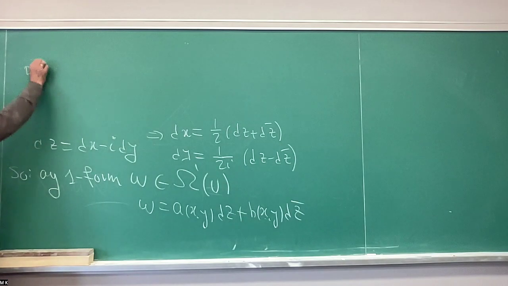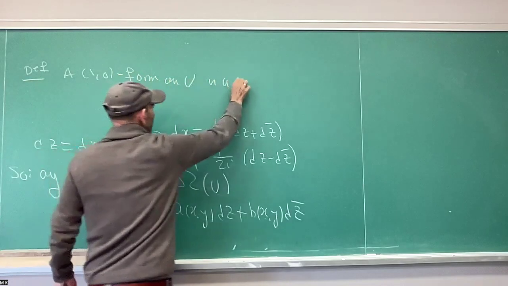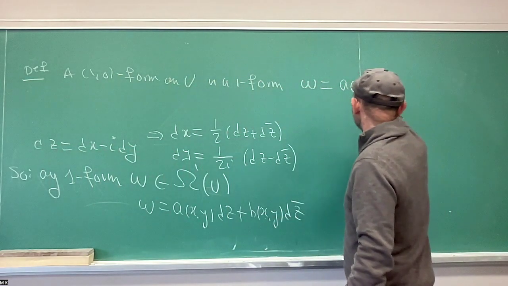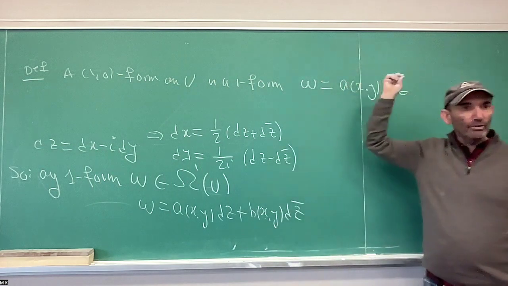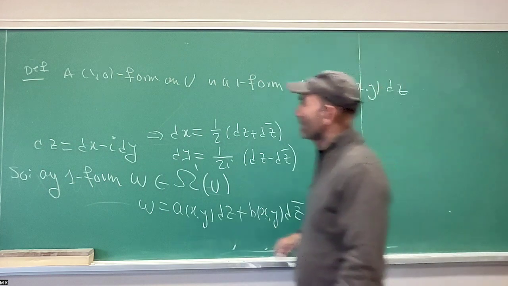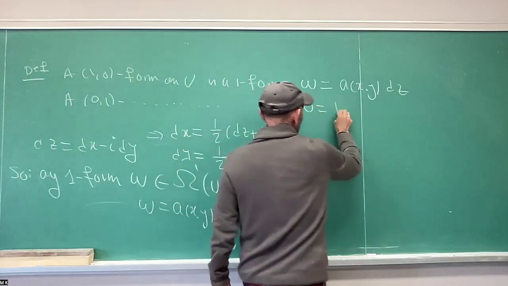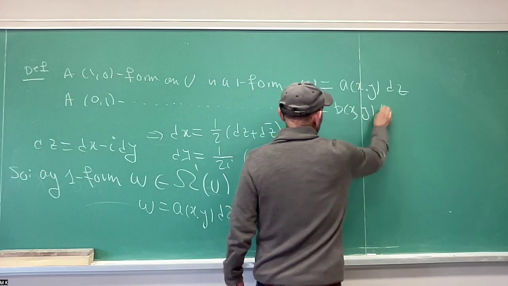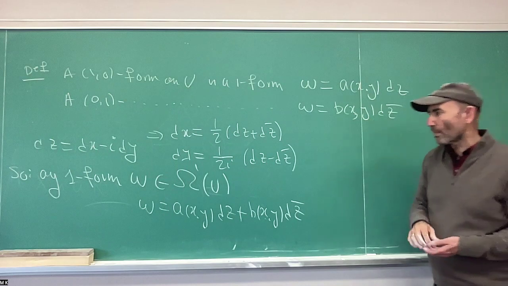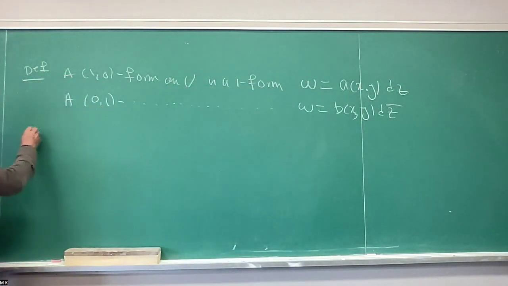So definition. A 1,0 form on U is a one form of the form omega equal to a of x,y dz. It's only of this form. There's no dz bar component. I can define it that way. And a 0,1 form is omega equal to, I just write e of x,y dz bar. So this is of this form. Okay. Now let's also do all of this with these bars.